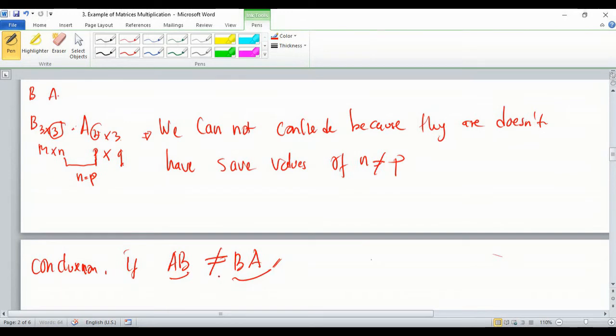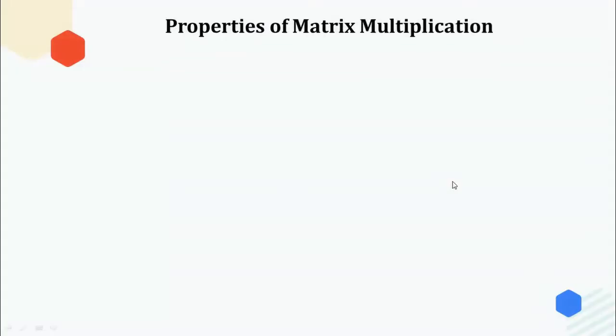I hope you understand what I'm explaining today. So we will move on to the next question. Next example, properties of matrix multiplication.